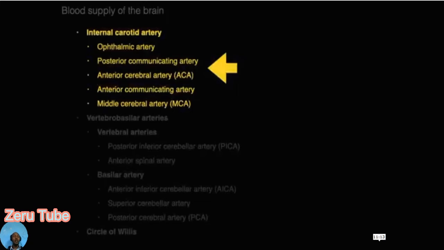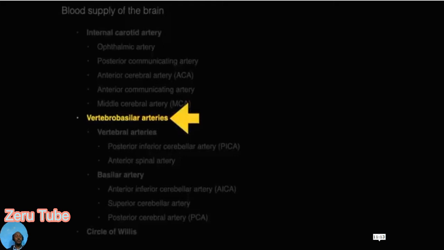So what can we say? We can divide the branches arising from the internal carotid artery into major and minor branches. The major ones are the anterior cerebral artery and the middle cerebral artery; the minor ones are the ophthalmic artery, posterior communicating artery and anterior communicating artery. These are the minor branches of the internal carotid artery. The next major artery, the second major artery, is the vertebrobasilar artery.